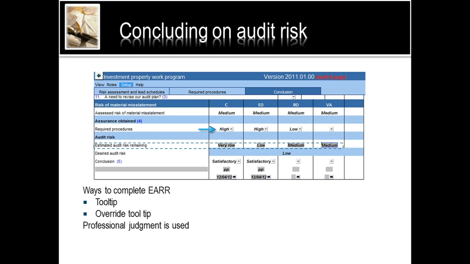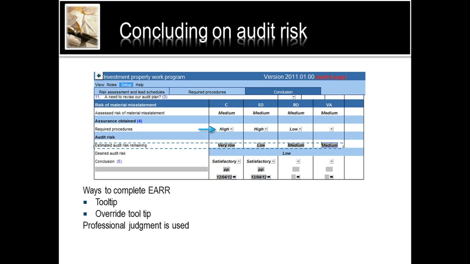Now, the answer, of course, is how do I complete that? And that I've put on the slide for you. How do I complete the estimated audit risk remaining? Well, firstly, I've got a tooltip, which I'll show to you just now. But remember, it's a gray block. It's an input cell. So please type it in there if you feel that you've sufficiently addressed it.